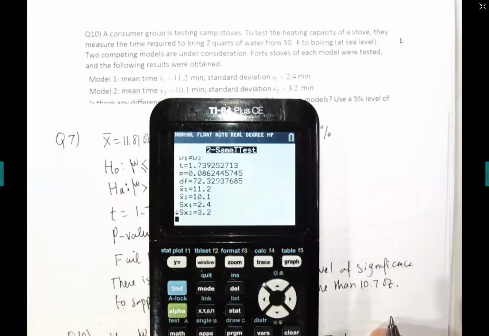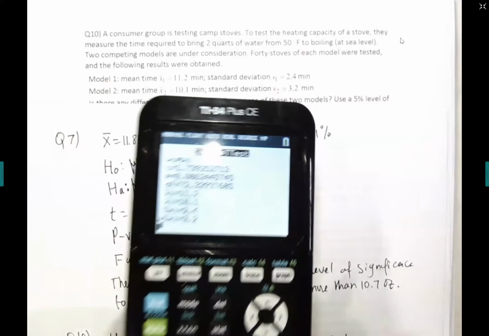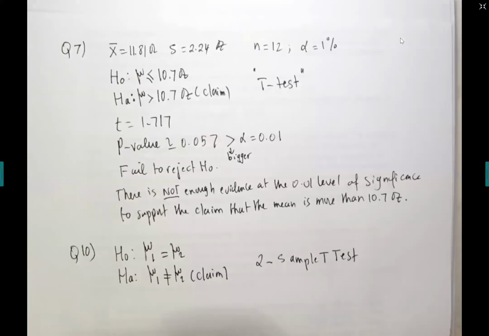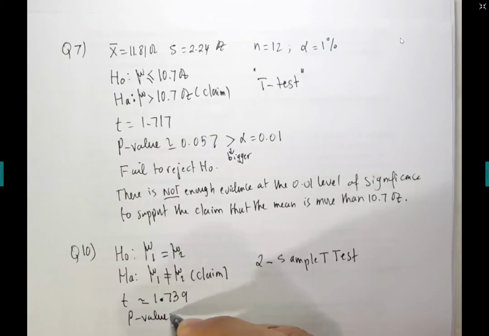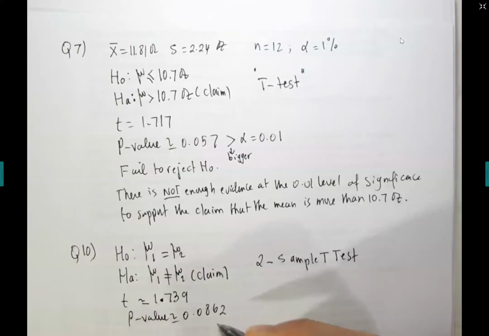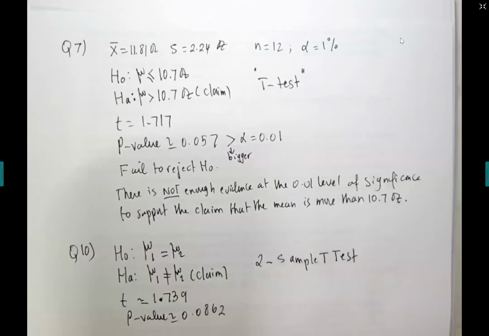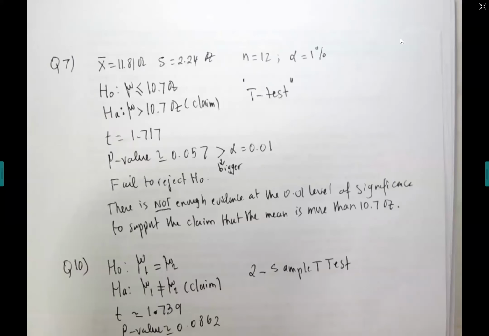T is 1.739, and the p-value is 0.0862. Let me write them down. And alpha, let's see what alpha is in this exercise. 5%.